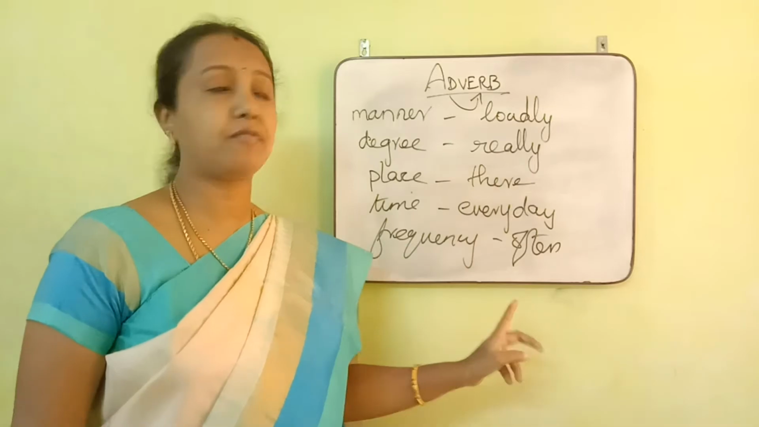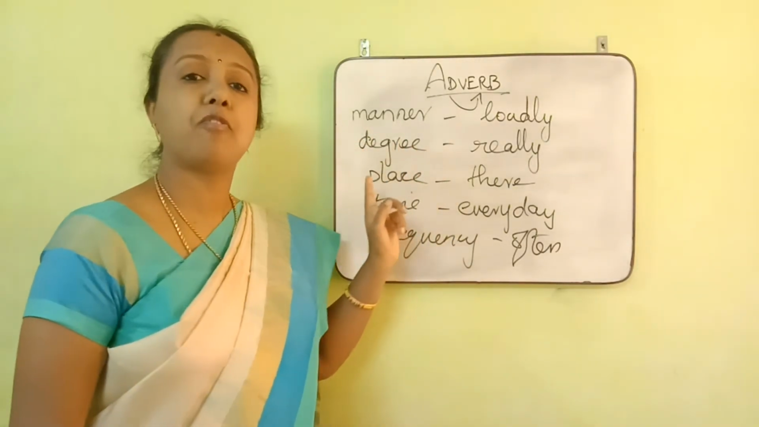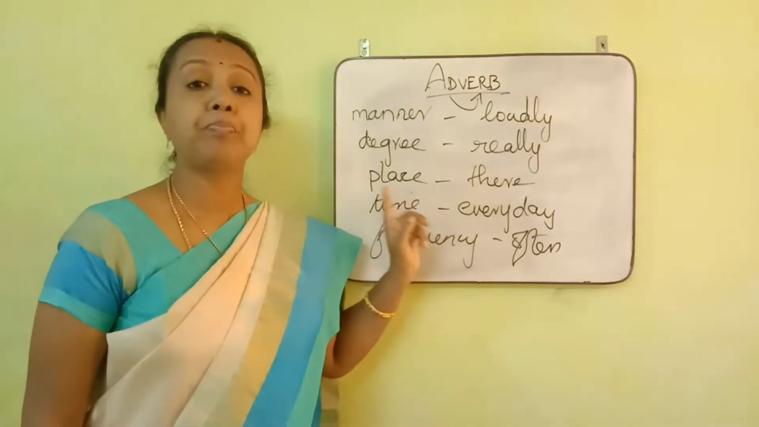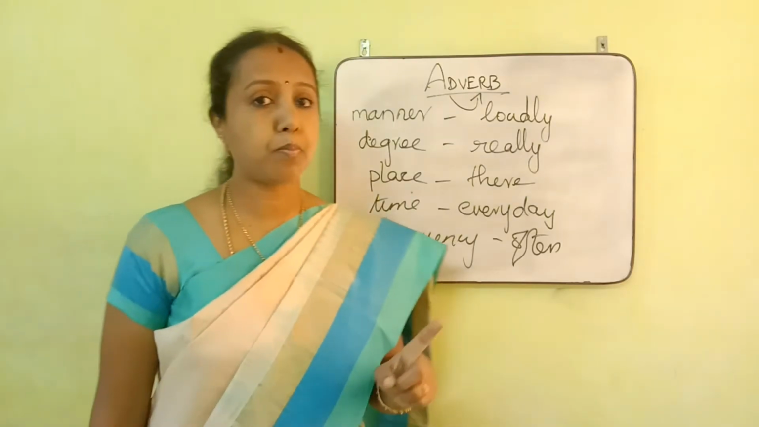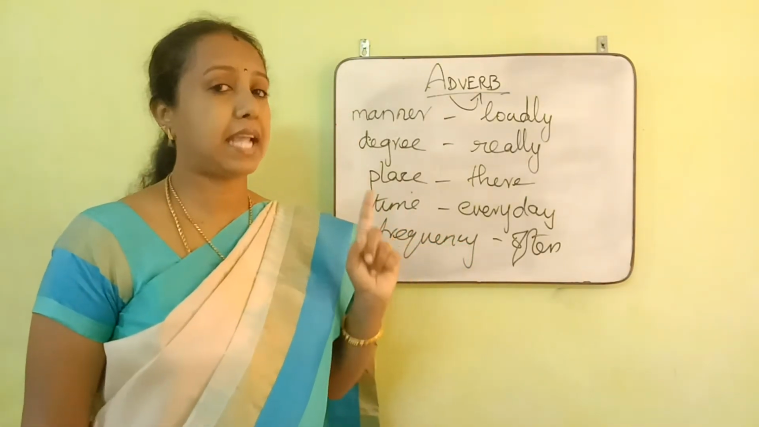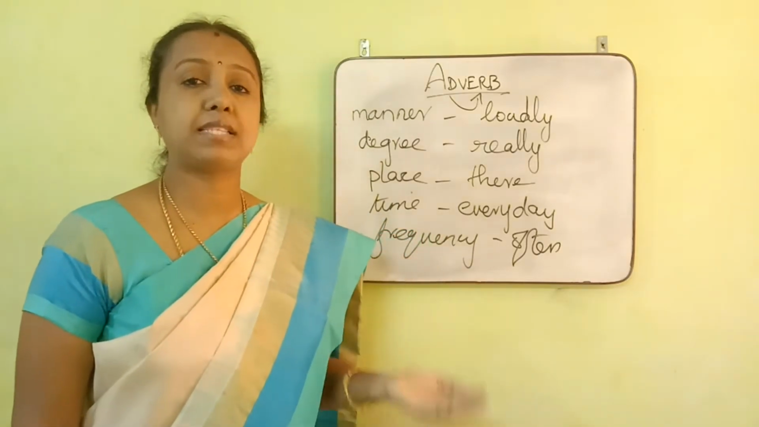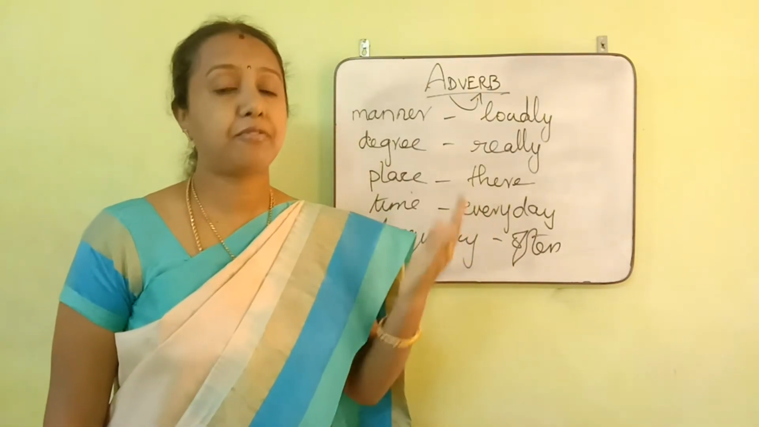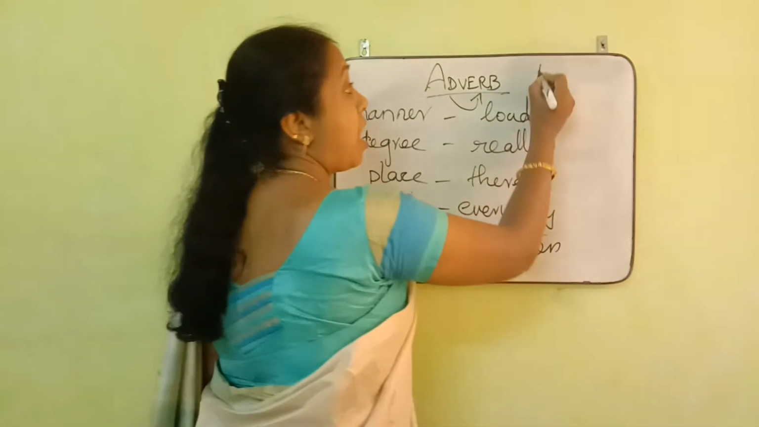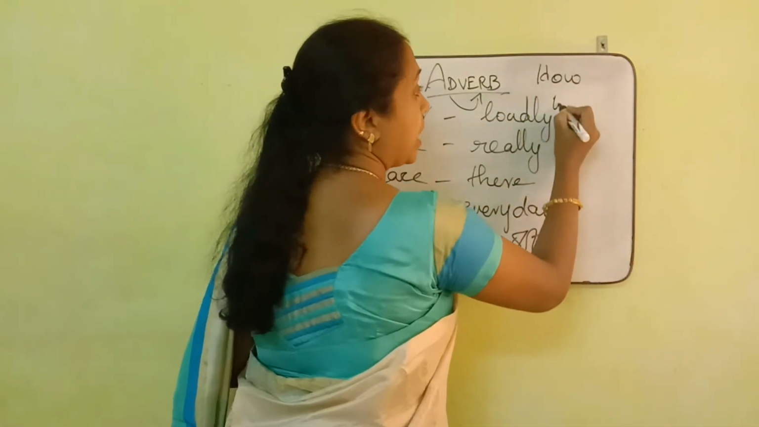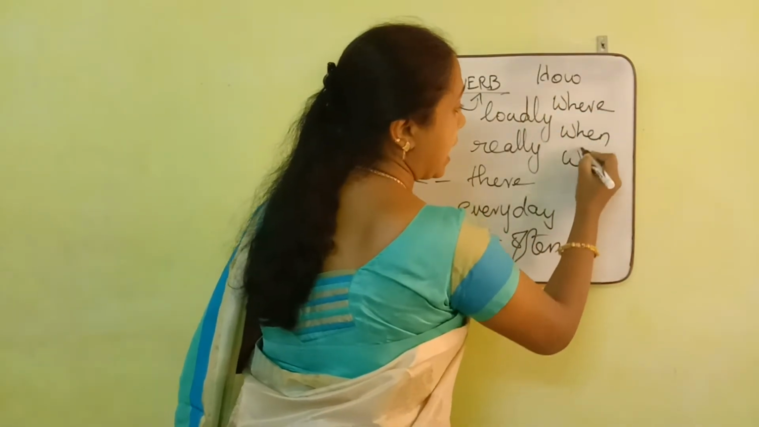So this is adverb. So adverb of manner, adverb of degree, adverb of place, adverb of time and adverb of frequency. As I already gave you a very important point, all words that end in ly don't seem to be adverbs. For example, I said lovingly and friendly. And an adverb answers the question how, where, when and why.